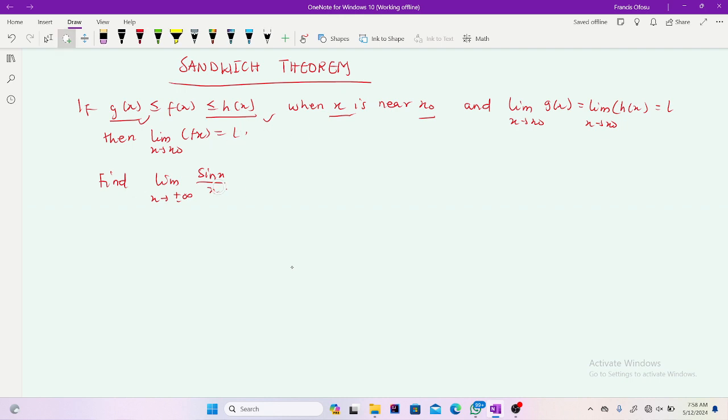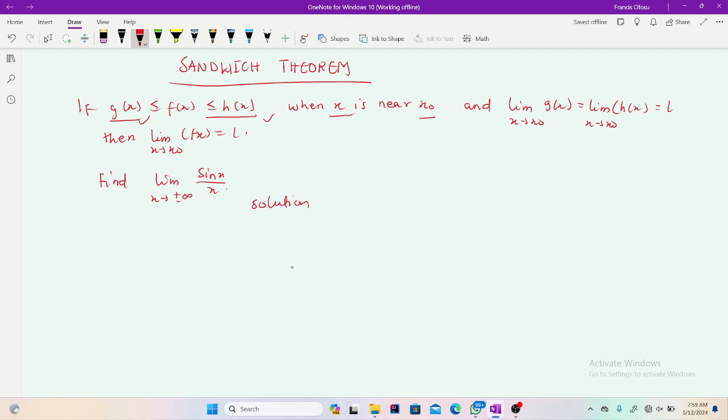So I have a problem here for you to understand the concept. It says find the limit as x approaches plus or minus infinity of sine x over x. Remember. So now let's see how we solve this problem.